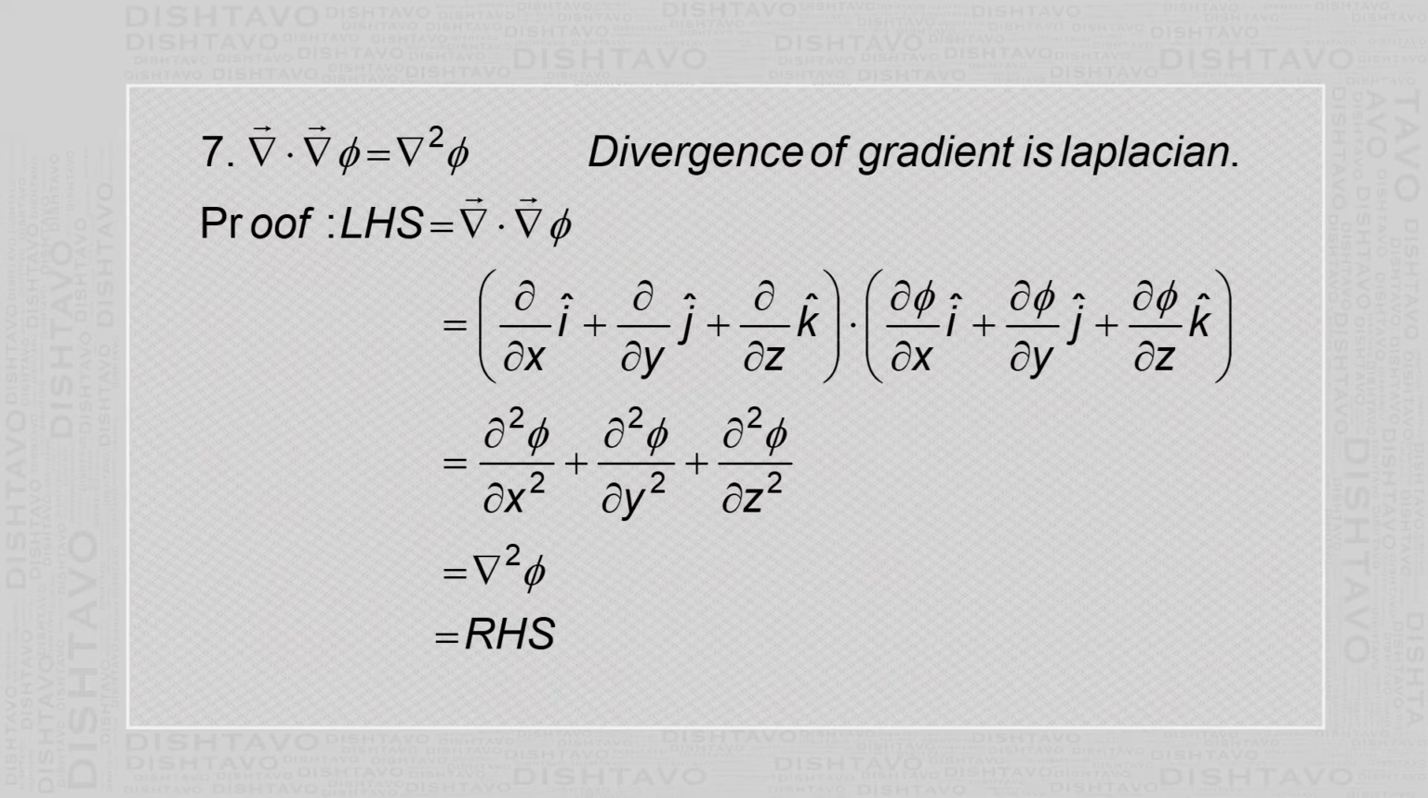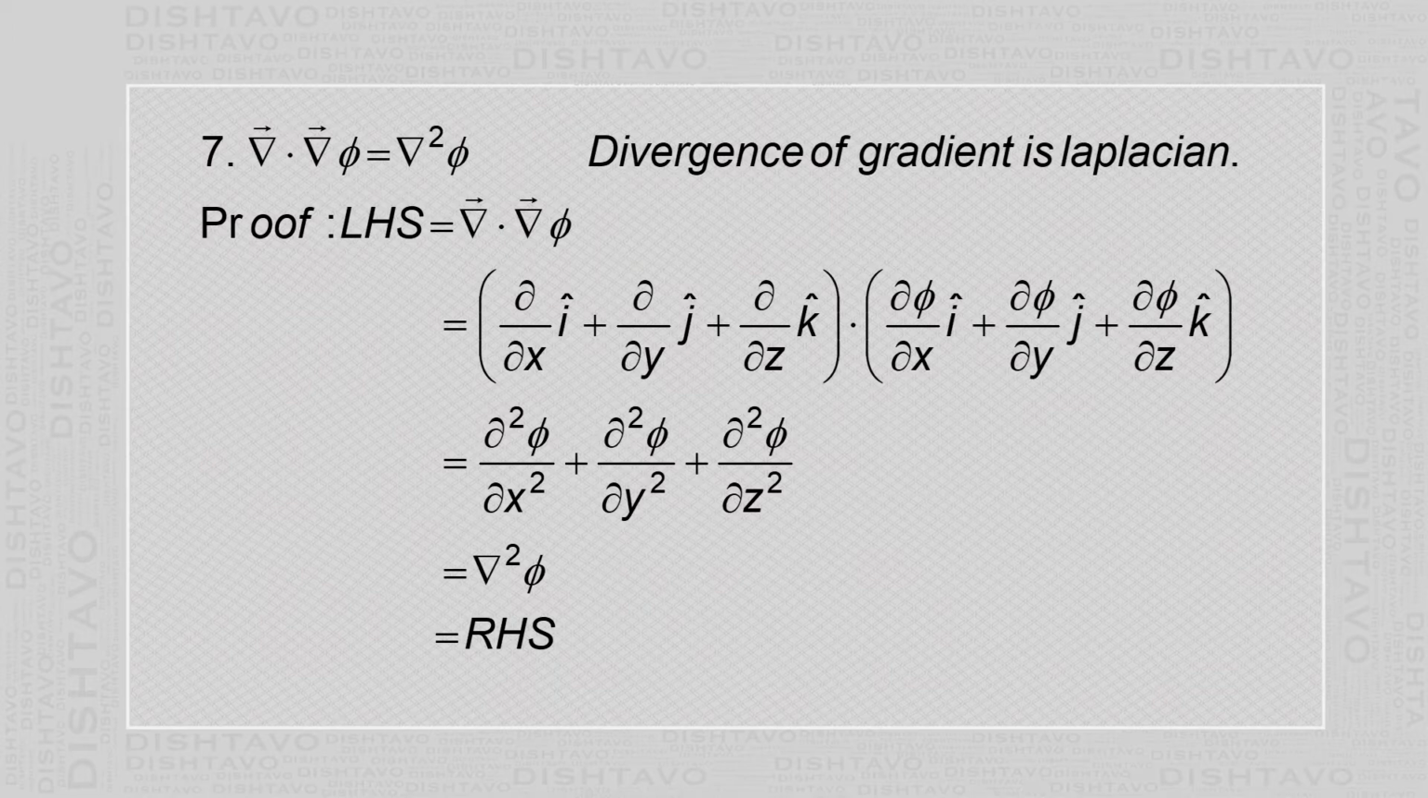which is equal to del dot del phi, and the components of del are dou by dou x, dou by dou y, and dou by dou z. The components of del phi are dou phi by dou x, dou phi by dou y, and dou phi by dou z. So to find the dot product del dot grad phi, use the formula for the dot product, which is the sum of the product of the components.